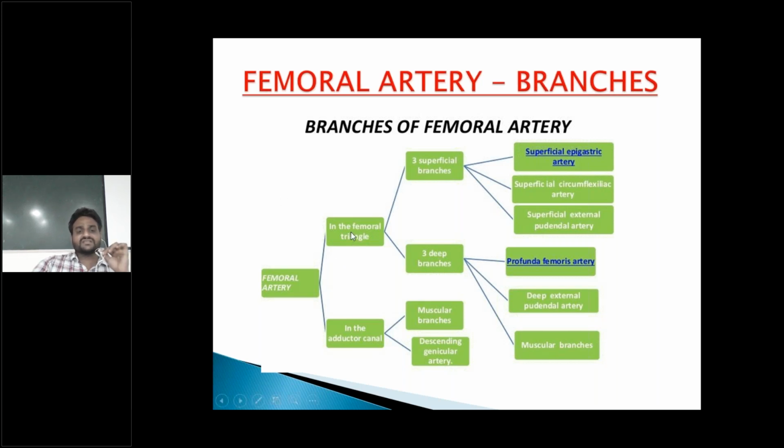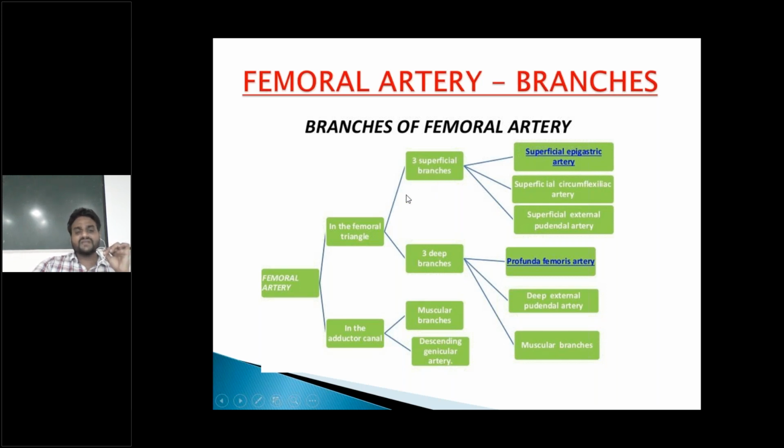So branches in the femoral triangle and branches in the adductor canal. Two types of branches. In the femoral triangle, branches are of two types: superficial and deep branches. In the adductor canal, branches are of two types: muscular branches and one branch supplying the knee joint. That one is called descending genicular artery.